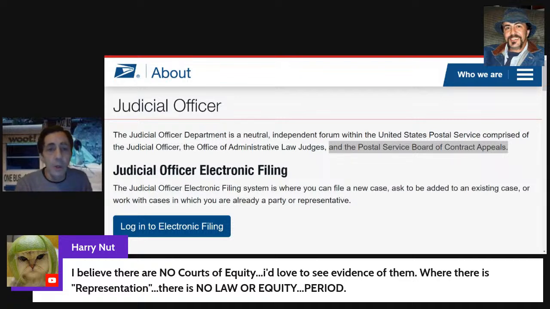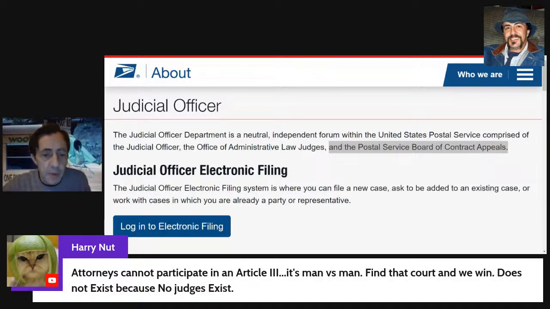So, yeah, that's the only way you reach equity is by bringing it yourself. He who wants equity must first bring equity. Right. Attorneys cannot participate in an Article 3. It's a man versus man. Yep. That's what we're talking about. It's man versus man. You have to put them on the same estate level.